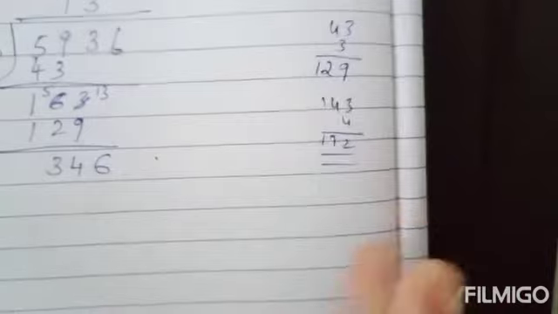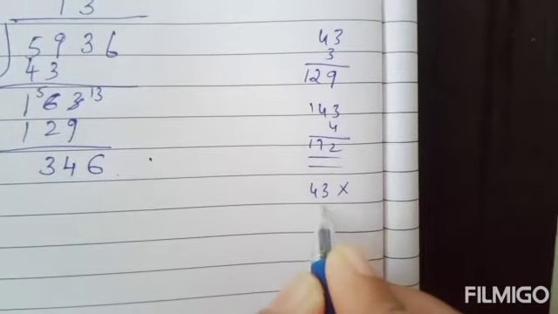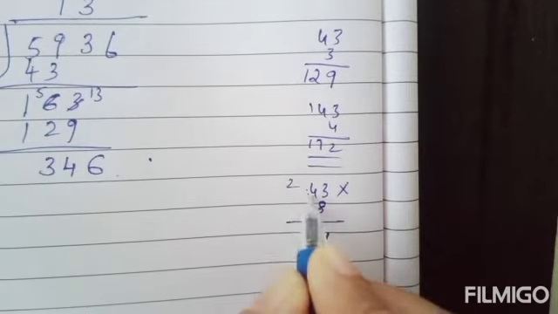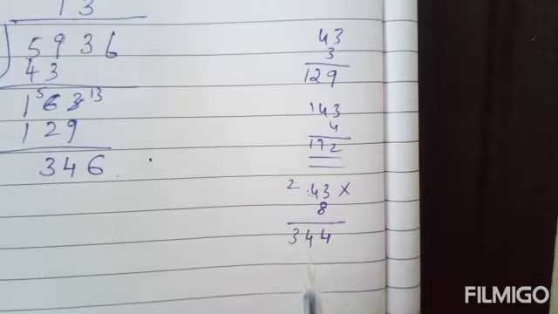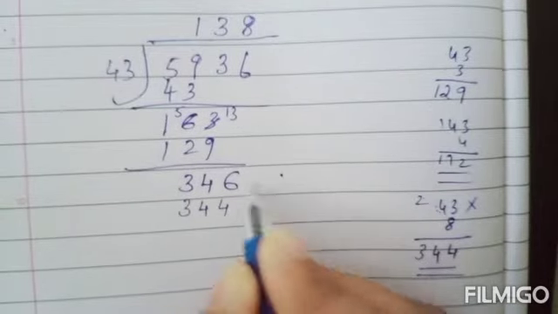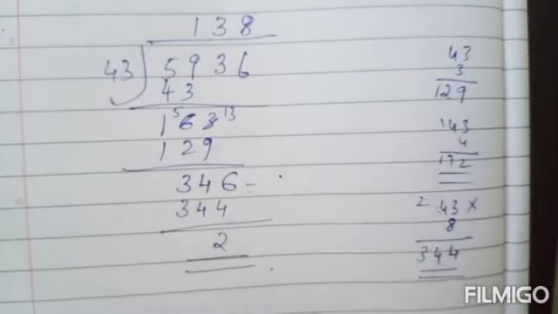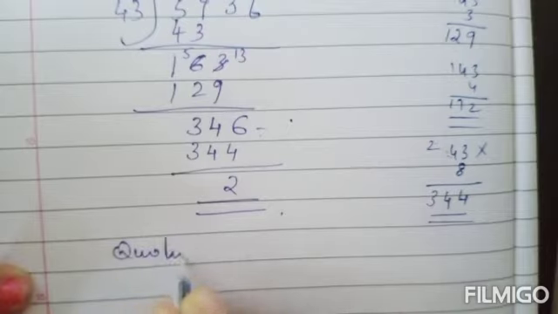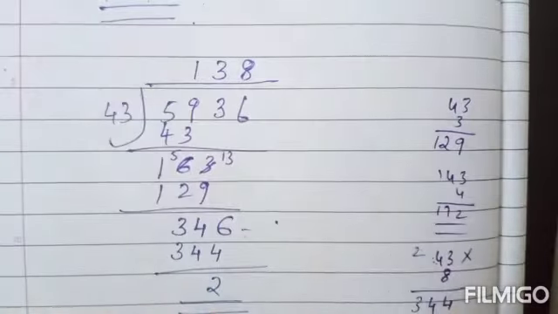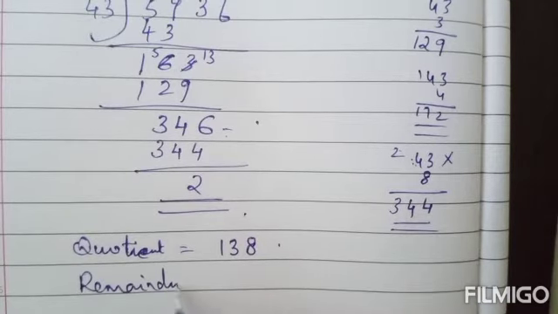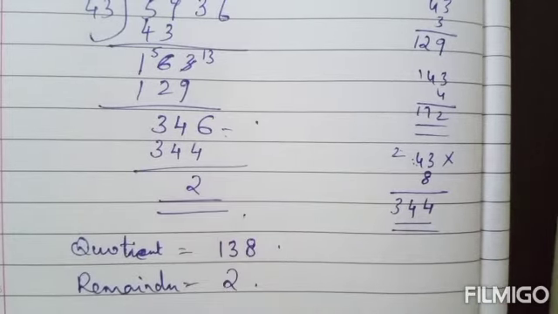Now 43 into 8, let us check. 8 into 3 is 24. 8 into 4 is 32, 32 plus 2 is 344. So we can take this, 43 into 8 is 344. The remainder will be 2. Therefore, what is the quotient here? Quotient equal to 138. This is the quotient. So quotient equal to 138 and remainder equal to 2.